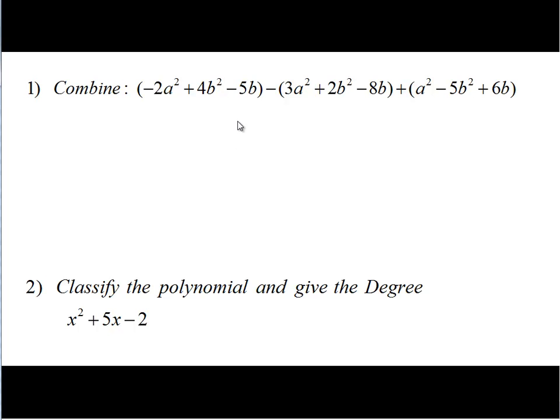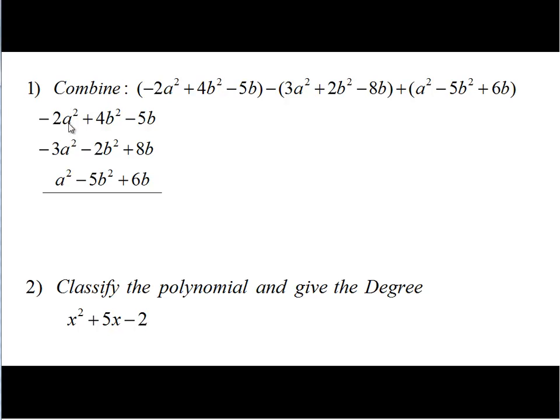Okay, number 1, when you combine, I take the first one, I write it down. Then there's a minus, which means we're going to change all these. Negative times 3, negative times 2, negative times minus 8 makes a negative 3, negative 2, and a positive 8. The last one has a positive, which means we're just going to copy them. We're not going to change them, so it's a squared, 5b squared, and 6b.